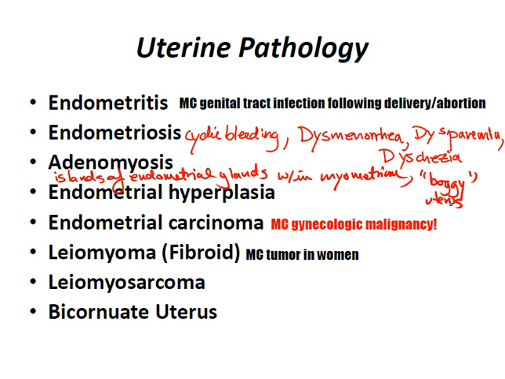You diagnose it with a biopsy, and what do you think the definitive treatment is? That's right, hysterectomy. So that leads us into endometrial hyperplasia. This is an abnormal proliferation of endometrial glands caused by excessive estrogen stimulation.